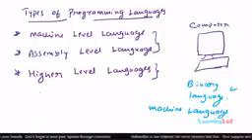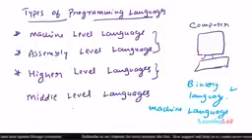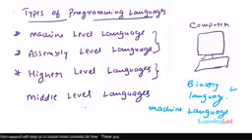And they are called the middle level languages. These middle level languages provide all the features of the higher level languages, and also allow the programmer to work with the computer memory and the data directly. Since these languages provide the features of both the lower level and the higher level languages, they are called the middle level languages.